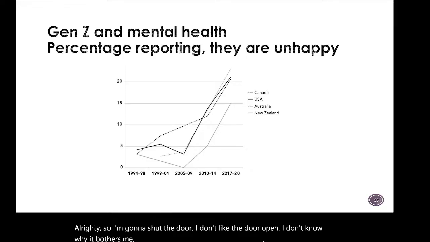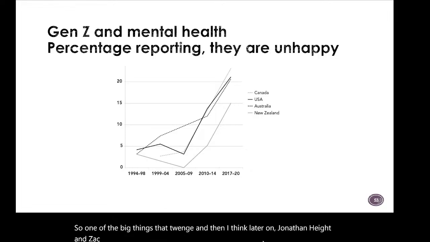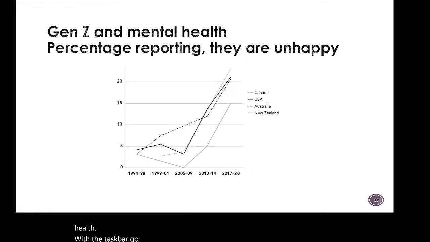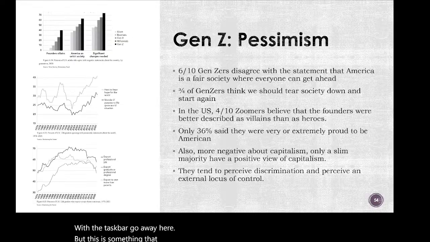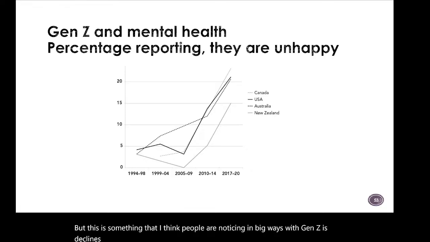So one of the big things that Twenge, and then I think later on Jonathan Haidt and Zach Rausch have all been sort of focused on, and again, we'll talk about this a lot later, towards the end of the course, I've got a whole unit on mental health. But this is something that I think people are noticing in big ways with Gen Z, is declines in mental health, right? Now, again, I've got a ton of charts on this later in the course, so we'll deep dive into this as we go forward.